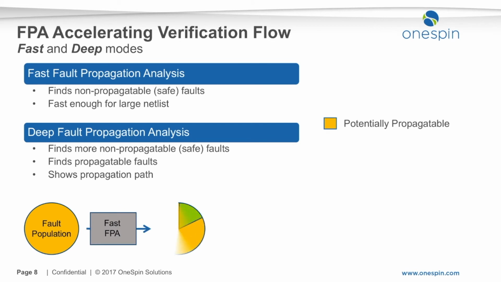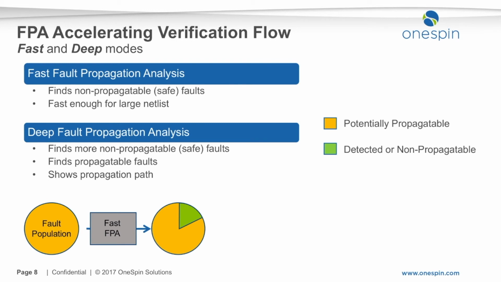The FPA can be applied in fast mode to this large population of faults. It has dedicated formal verification technology under the hood to perform a fast propagation analysis of all faults in the population. It will detect many safe faults, that is, faults that cannot propagate to critical outputs or internal registers. This analysis may not find all of the safe faults, but the key here is to find most of them in a short time. This expedites the fault simulation process substantially.